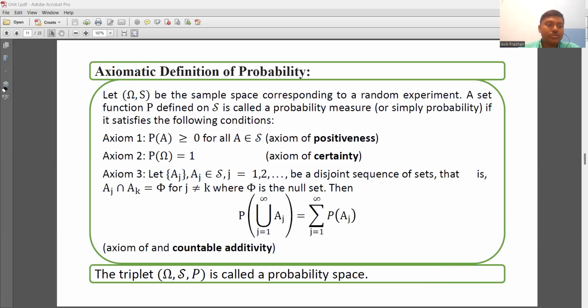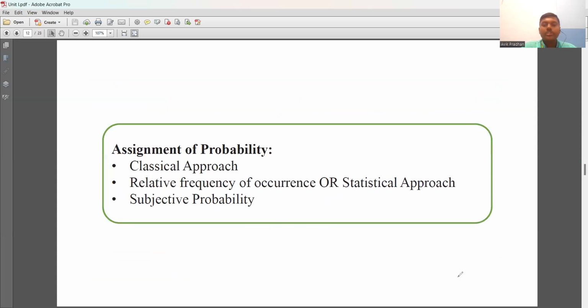Okay, so let us go to the assignment of probability. There are three approaches, or three ways, to assign probability of an event. The approaches are the classical approach. Second is the relative frequency of occurrence or the statistical approach. And the third approach is the subjective probability approach.